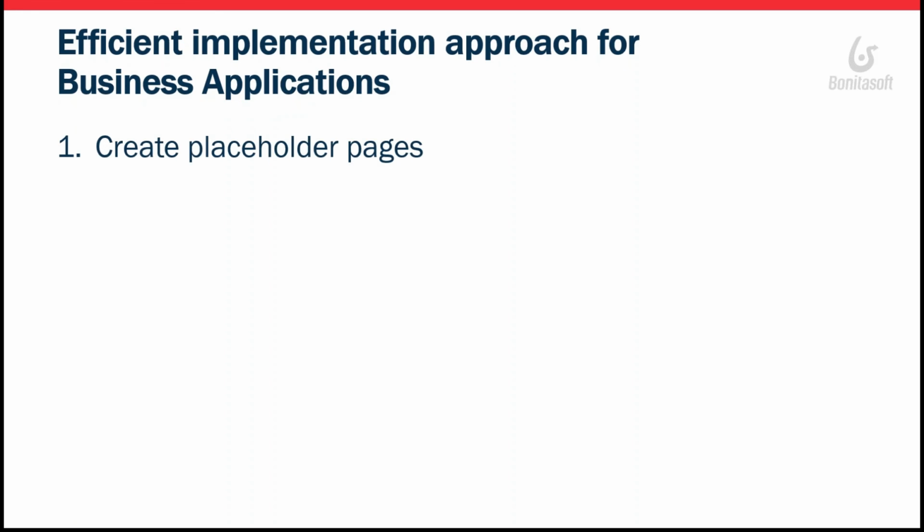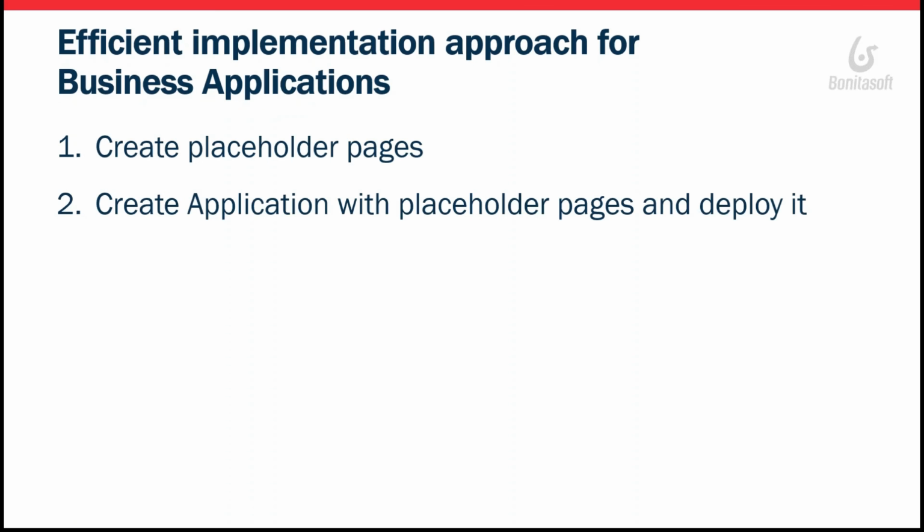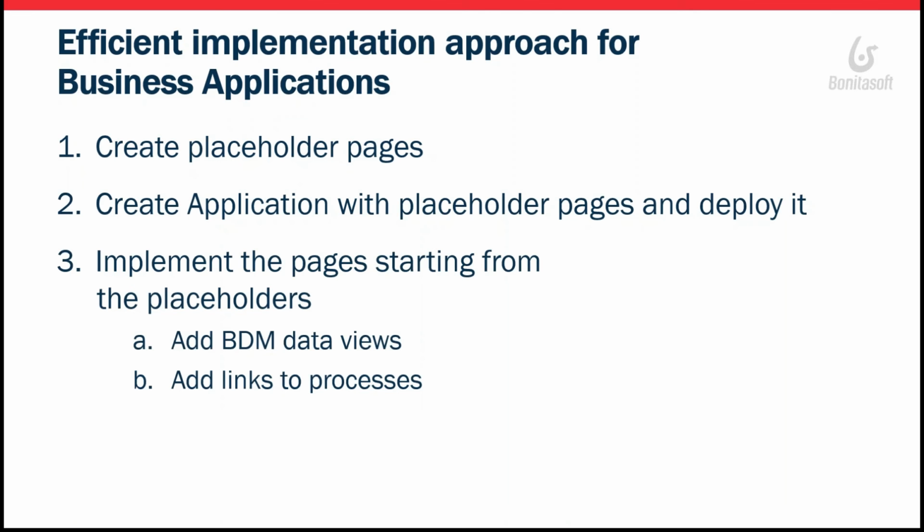The first thing to do is to create some placeholder pages. So you can create just a page with just, let's say, a title. You don't need even to go further. You can just create the title page. Then you can create an application that uses these placeholder pages, and you can deploy this application. Once your application is deployed, there's a URL that is assigned to you, just like my procurement application, and you can use after that the UI designer to implement your pages starting from the placeholders.